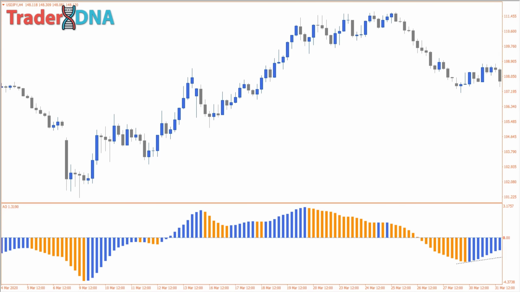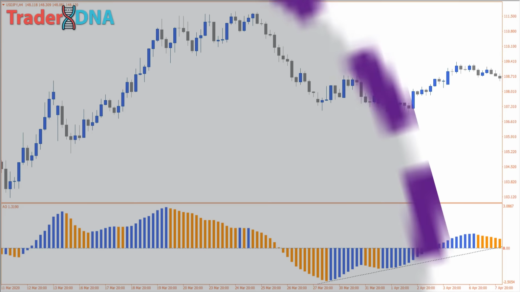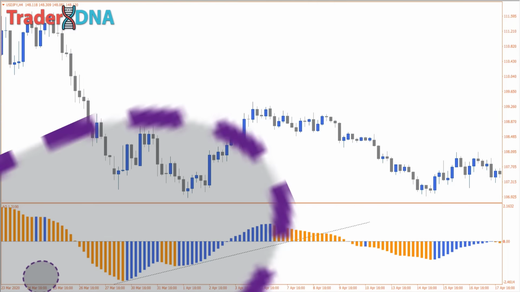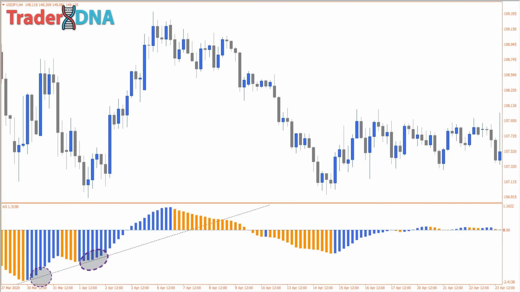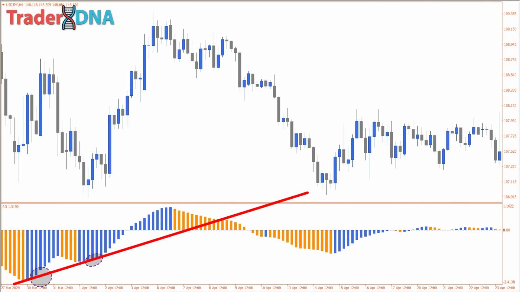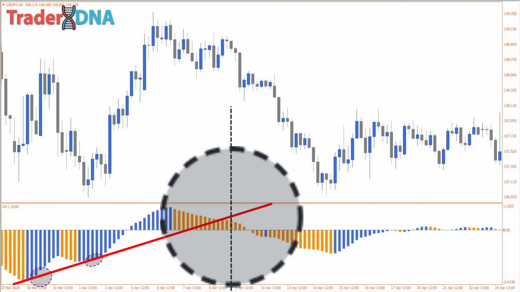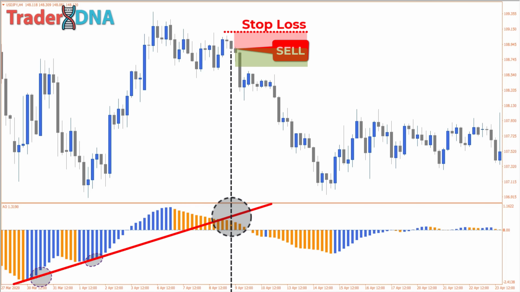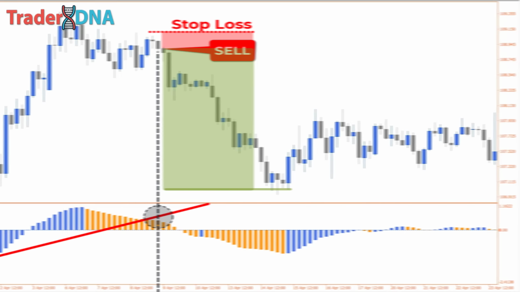Bearish setup. First, the Awesome Oscillator has two swing lows below the zero line. Second, draw a trend line connecting the two swing lows up through the zero line. Third, sell short on a break of the trend line. Here are additional examples of the Awesome Oscillator trendline cross strategy.